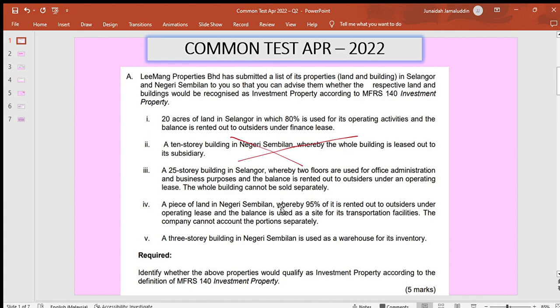In this question, information is given about the properties owned by this company, Limang Properties Berhad.